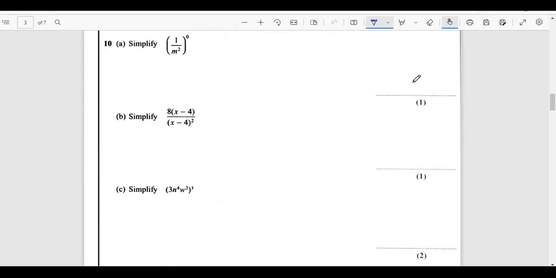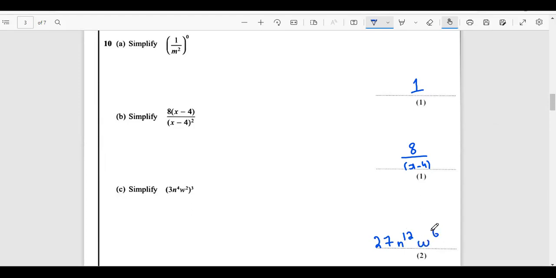The first one's 1. Very good. Very easy. And then let me just do the next one. 8x minus 4 over x minus 4, that's 8 over x minus 4. Very good. And then you have 3 to the power n plus 4. W2 times 3 to the power n plus 4. So it'd be 3 times 3 times 3, which is 27. Very good. N is 12. Very well done.